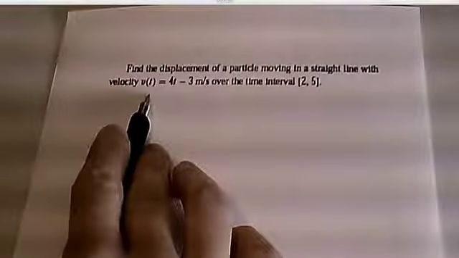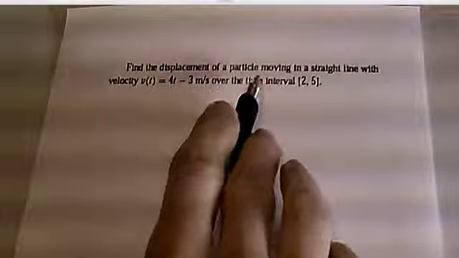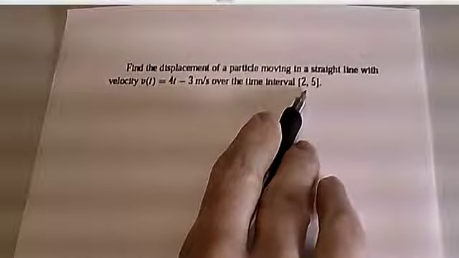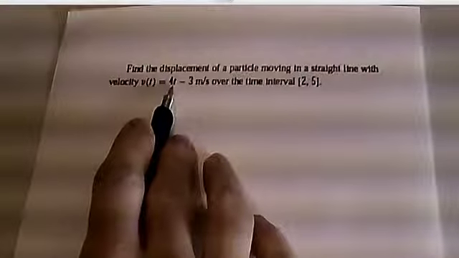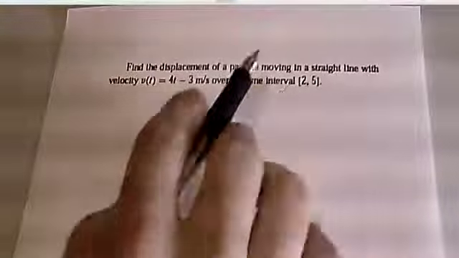This says, find the displacement of a particle moving in a straight line with a velocity of 4t minus 3 meters per second over the time interval 2 to 5. Now, this velocity function actually does change sign. It just doesn't change sign within the interval. This, of course, changes sign at t equal to 3/4. Well, 3/4 is not inside 2 to 5.